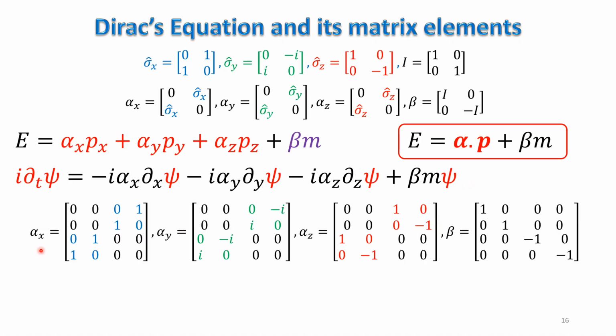And now I want to substitute alpha x here, alpha y here, alpha z here and beta here. I need a 4 by 4 matrix. Why do I need 4 by 4?